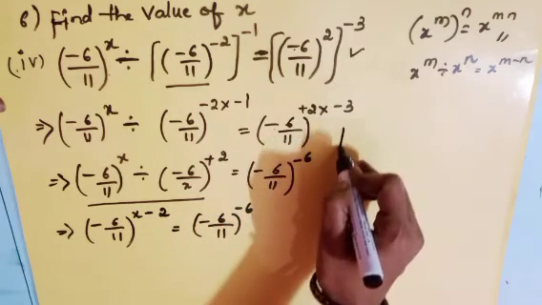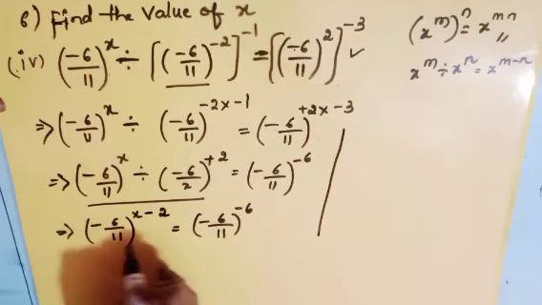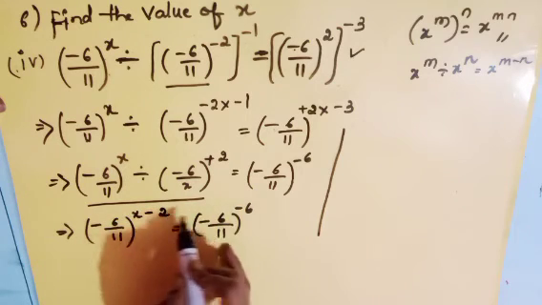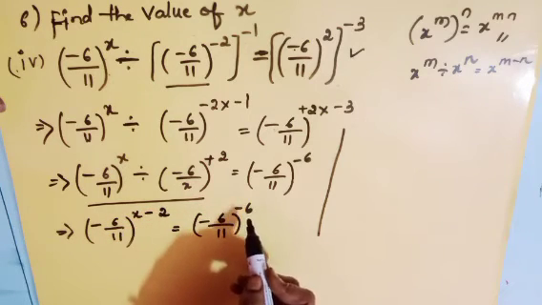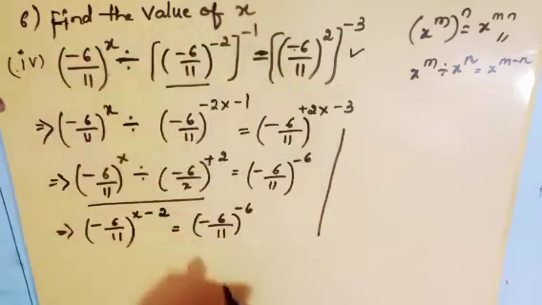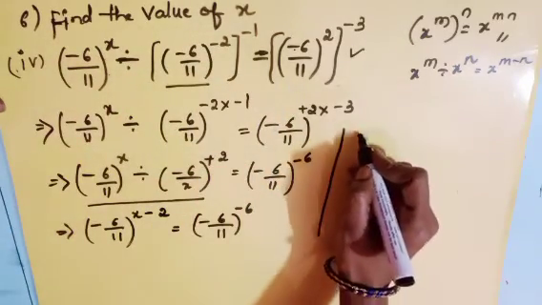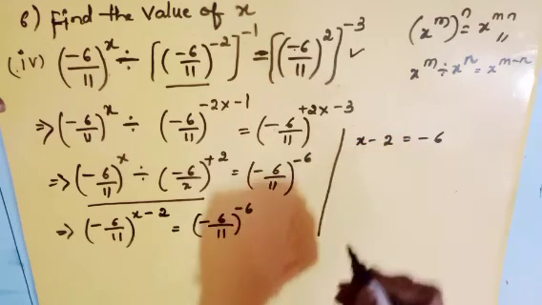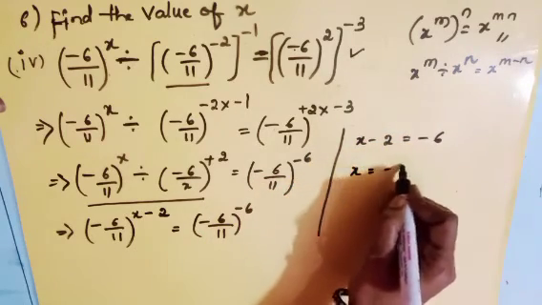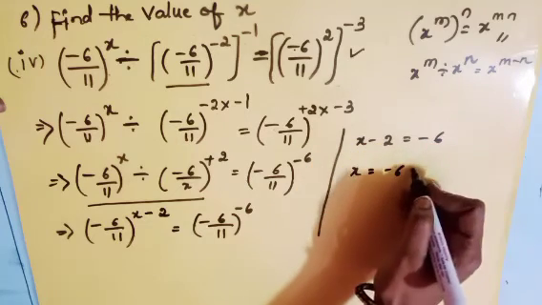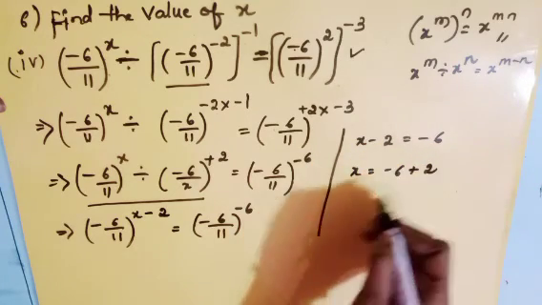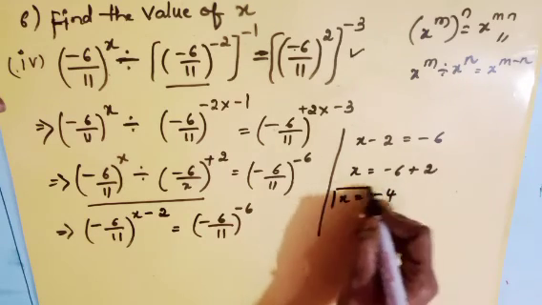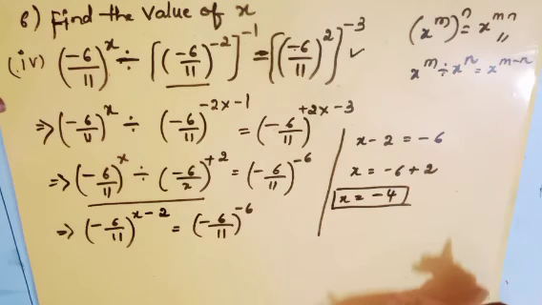Next, see here when bases are the same, we have to take the exponent, that is, exponents must be equal when we are finding the value of x. So let us take the exponent, that is x minus 2 equals minus 6. Let us bring the 2 to the right side, so minus 2 changes to plus 2, that is x equals minus 4. Therefore, the value of x equals minus 4. Let us solve the next one.